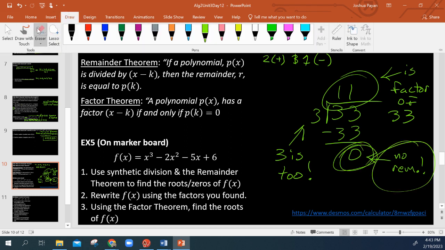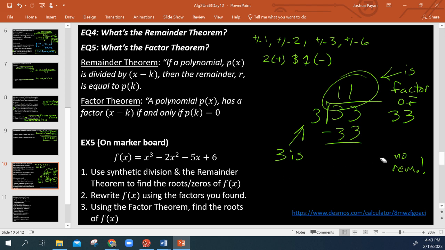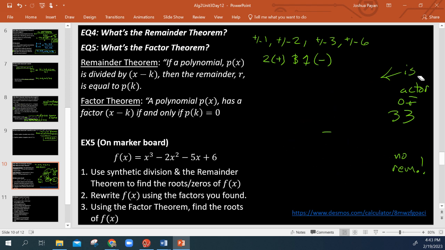So when something can divide evenly into something else without there being a remainder, that of course means that it is a factor of that number. So 9 is a factor of 27 because 9 goes into 27 evenly with no remainder. Same idea here with polynomials. If we can divide a polynomial by something with no remainder, that means that it is a factor and we can use that to find roots. So we're going to use synthetic division and the remainder theorem to find the roots of f of x.